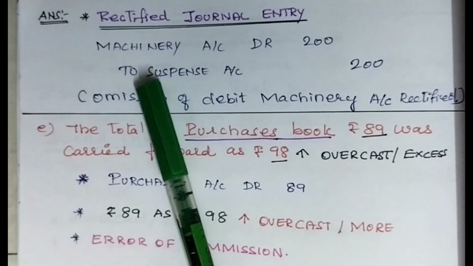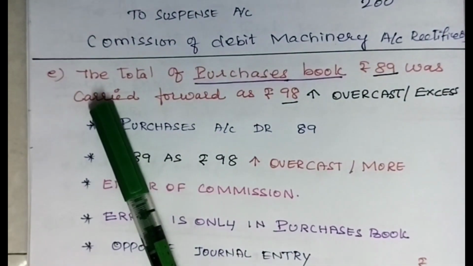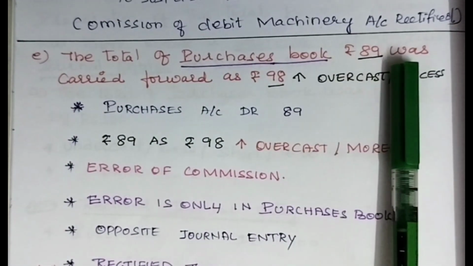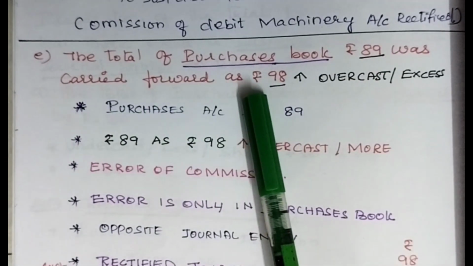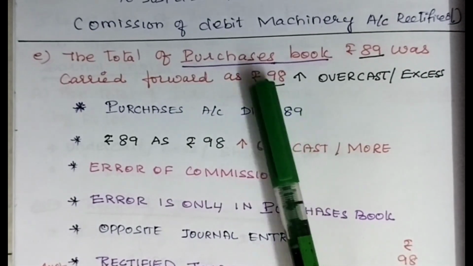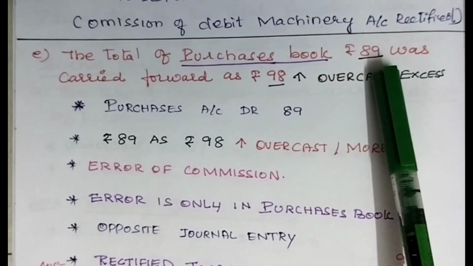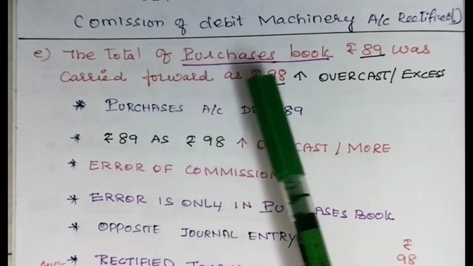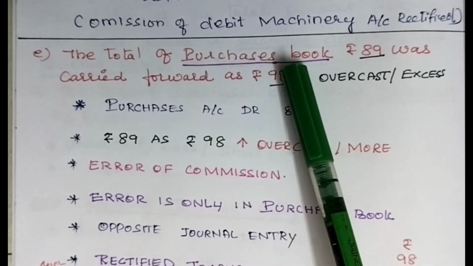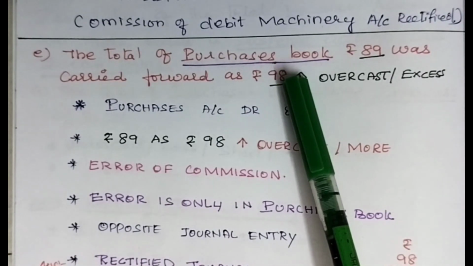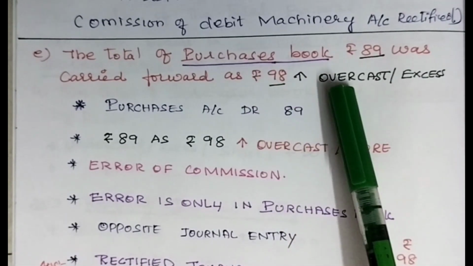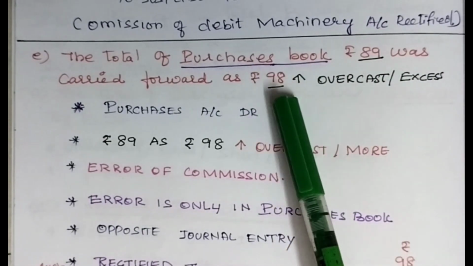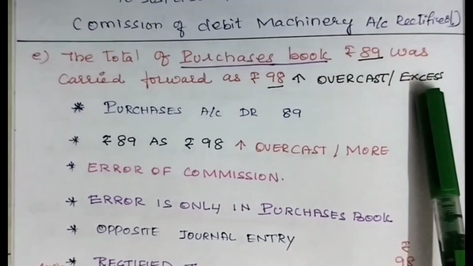Okay, let's read the next transaction. The total of the purchases book, rupees 89, was carried forward as rupees 98. So instead of 89, an accountant entered 98 rupees for the next page on the purchases book. This is called overcast, meaning excess or more.